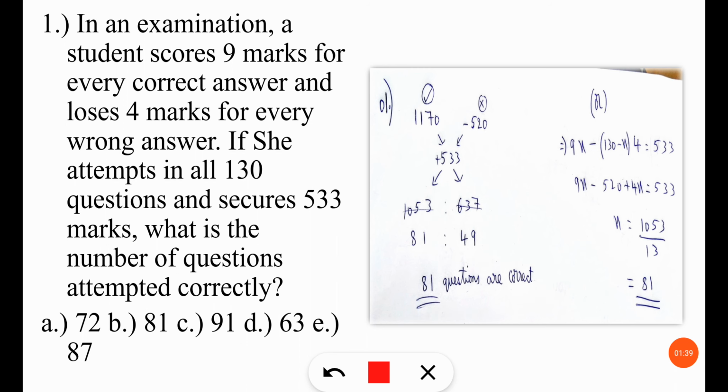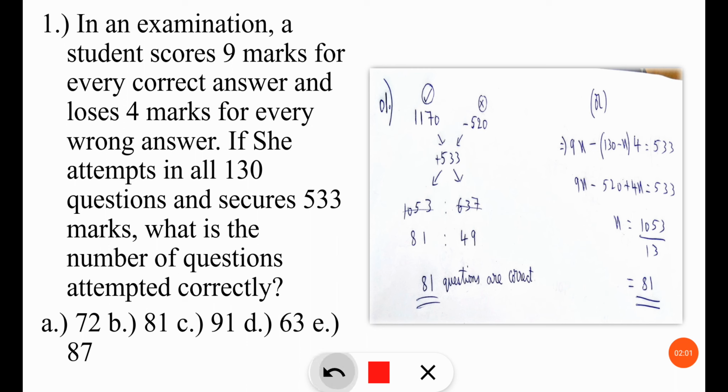I hope you understood this question. I'll explain once again. Let us consider all the questions have been marked correctly. She will be scoring 1170. Let us consider all the questions have been attempted wrong. Therefore she scores minus 520 because there are negative marks. And the number of marks she has actually scored is 533.